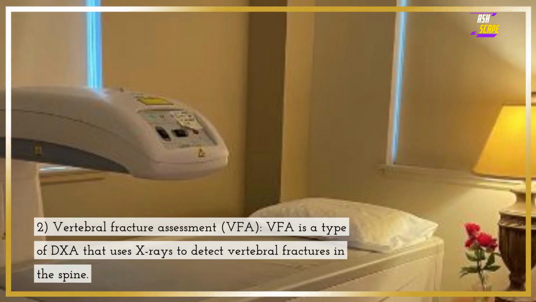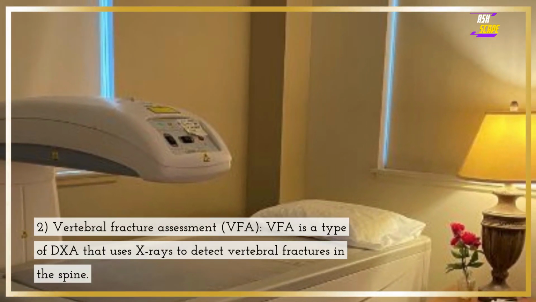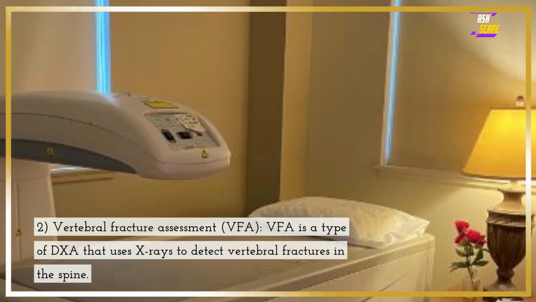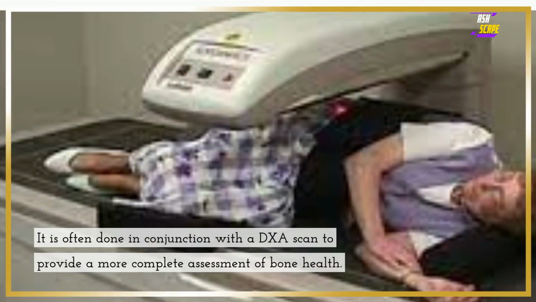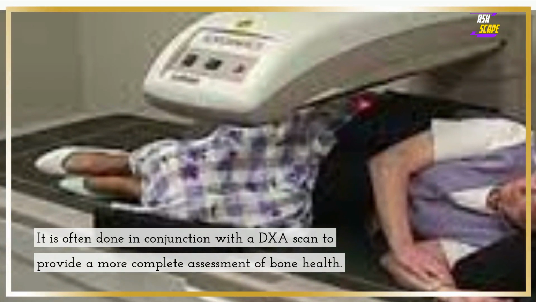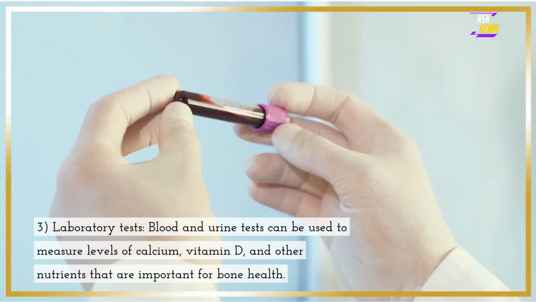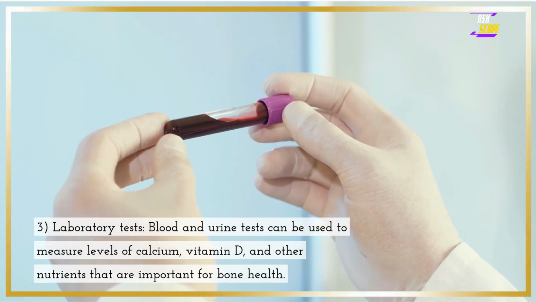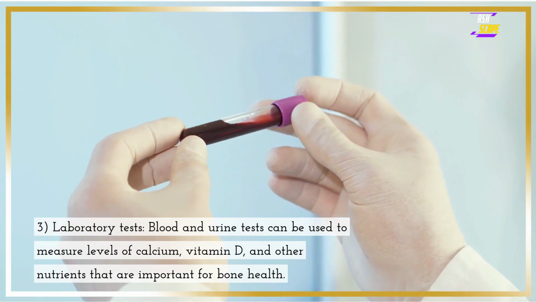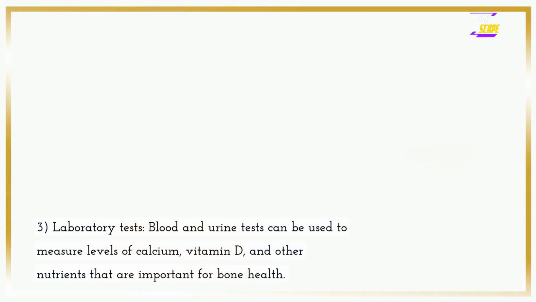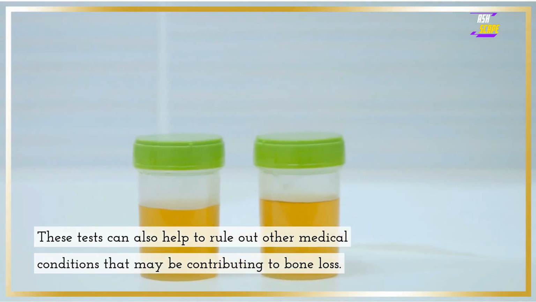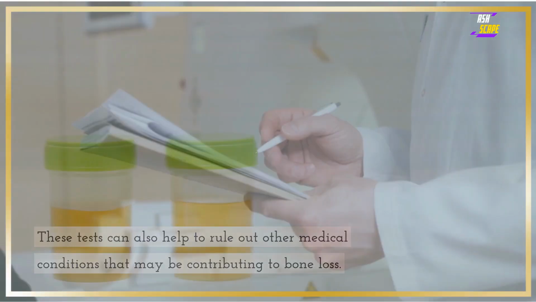2. Vertebral Fracture Assessment, VFA. VFA is a type of DXA that uses X-rays to detect vertebral fractures in the spine. It is often done in conjunction with a DXA scan to provide a more complete assessment of bone health. 3. Laboratory tests. Blood and urine tests can be used to measure levels of calcium, vitamin D, and other nutrients that are important for bone health. These tests can also help to rule out other medical conditions that may be contributing to bone loss.